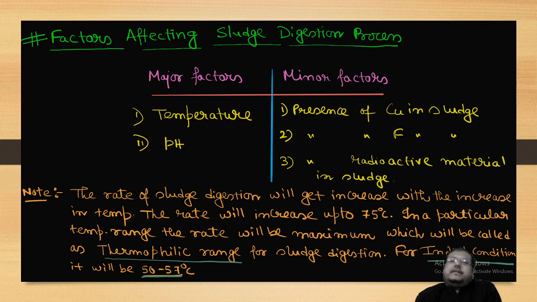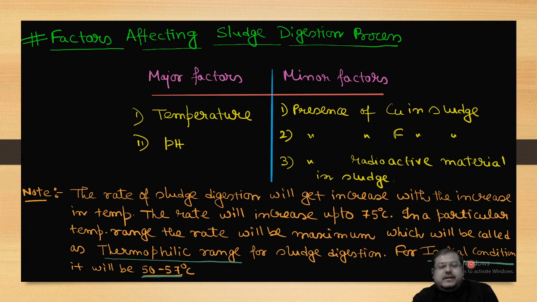We are going for the factors affecting the sludge digestion process. The factors will be classified into two groups. One is major factors, another one is minor factors. Major factor कौन है? Temperature and pH. And who are the minor factors? Presence of copper in the sludge, presence of fluorine in the sludge, and presence of radioactive material in the sludge.